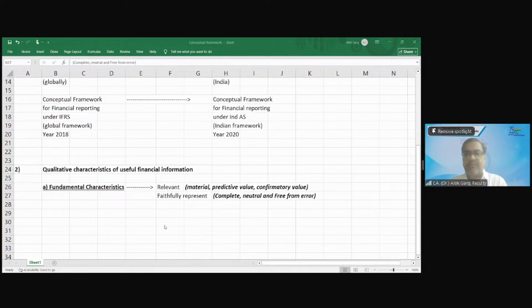Okay. Substance over form. I hope the Excel file is visible to everyone. Is it visible? Excel file? Yes, sir. Visible, sir.